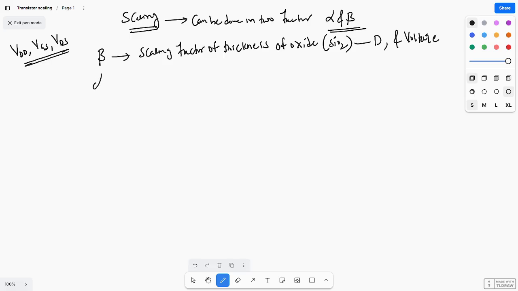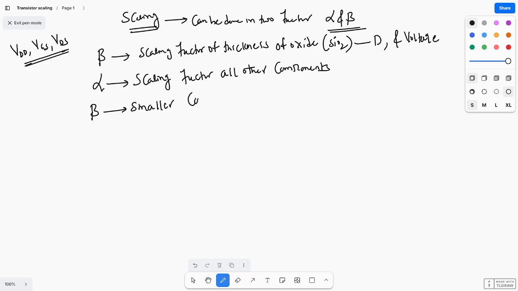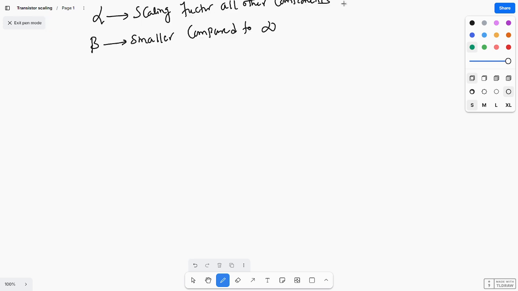And alpha is the scaling factor for all other components. So here beta is smaller compared to alpha. Like this, in total you have 14 scaling factors that we will see. Scaling factors for device parameters. What are the scaling factors for device parameters?